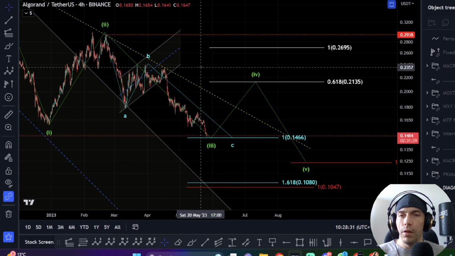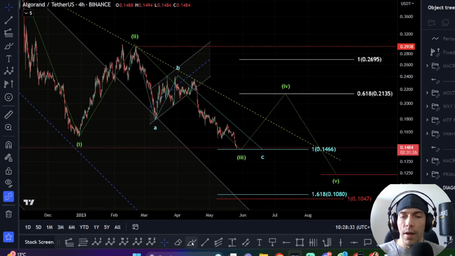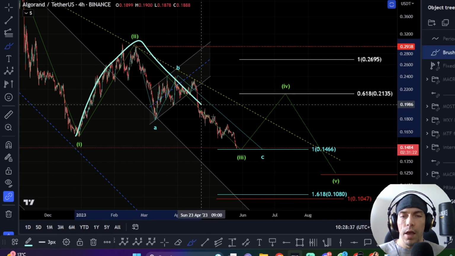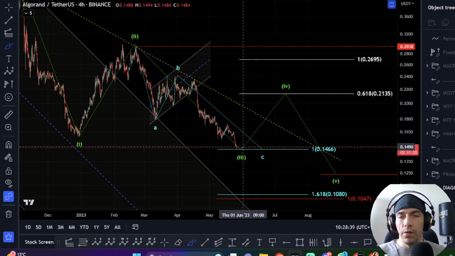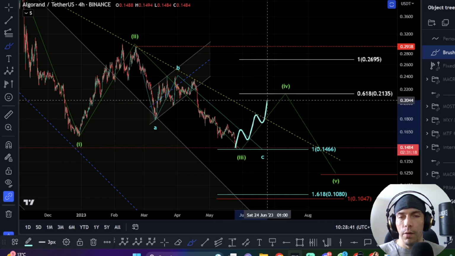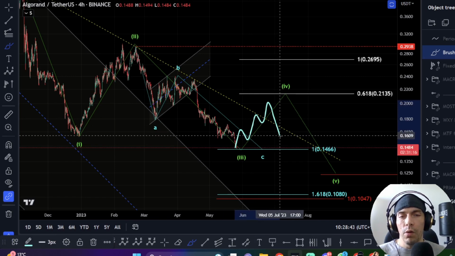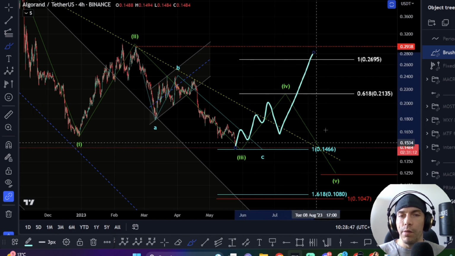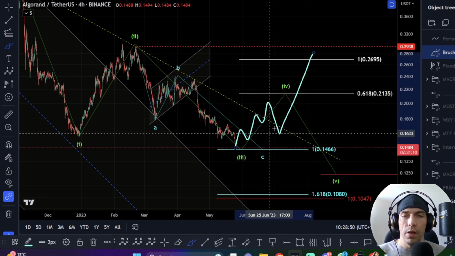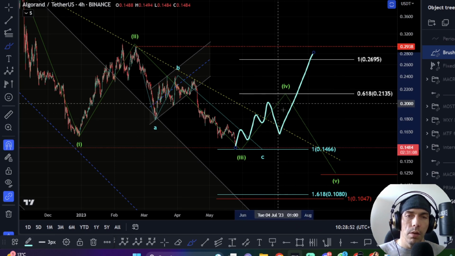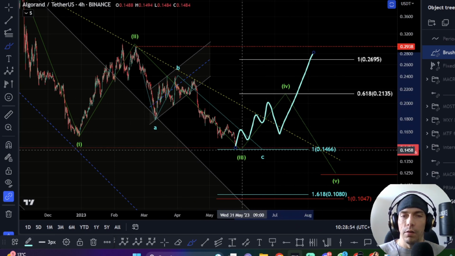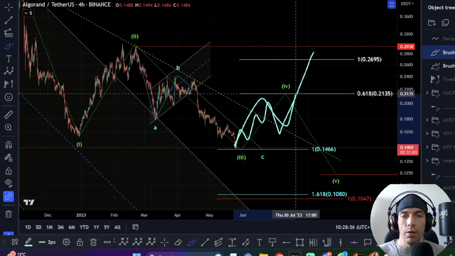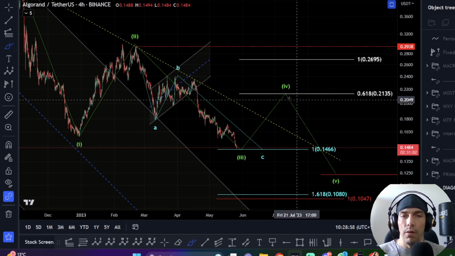So this is going to be the key difference between this count and the flat, is that if we are looking at a flat correction here, where this is an A, this is a B, and we're looking for a C, what we would want to see is a 5-wave move off the back of this, a 3-wave move to the downside, and then reaching that 1.618. We need to be very careful that until we actually break out of this zone, we need to be aware that there is that possibility of just having a 3-wave move up and then another 3-wave move to the downside.